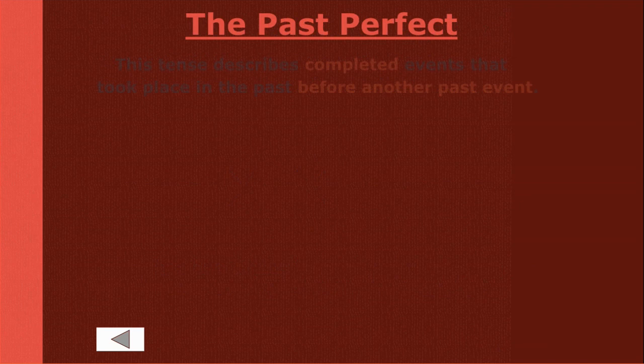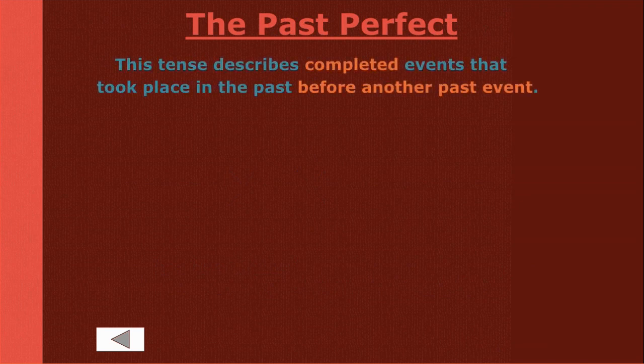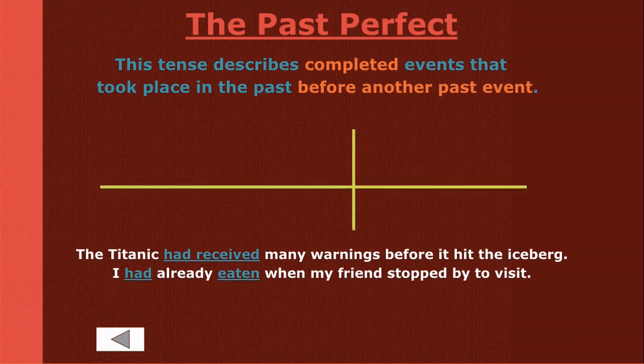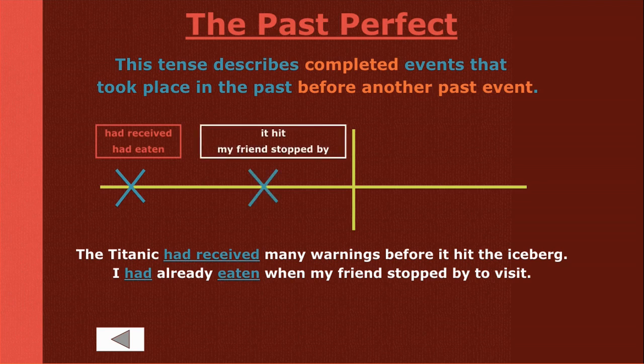The past perfect. This tense describes completed events that took place in the past before another past event. Had received, had eaten. The Titanic had received many warnings before it hit the iceberg. I had already eaten when my friend stopped by to visit.